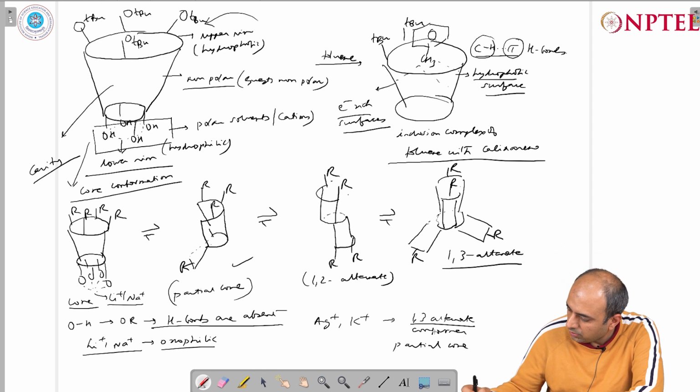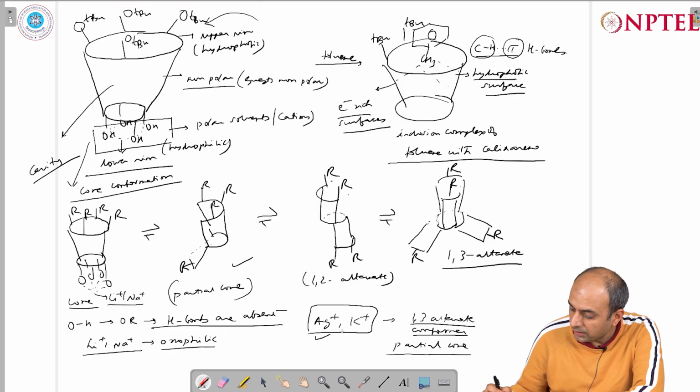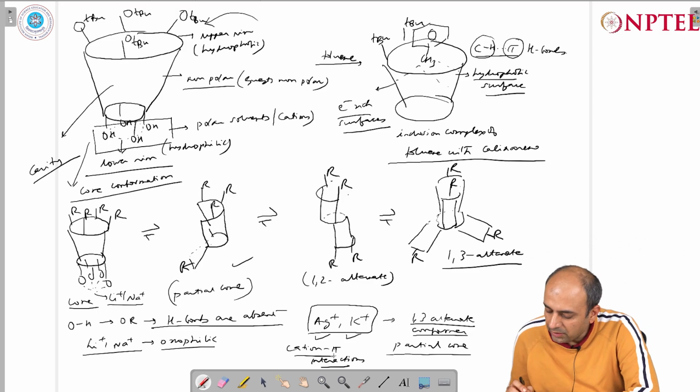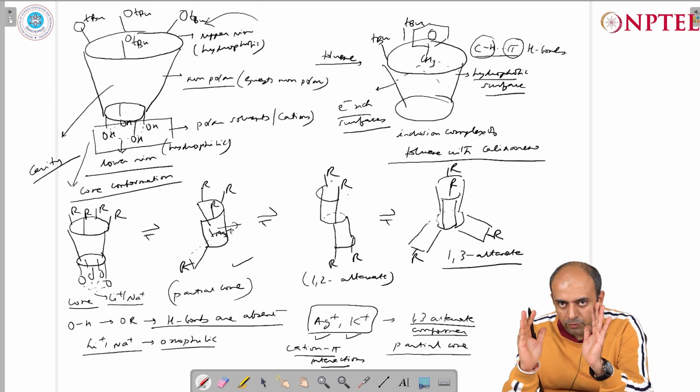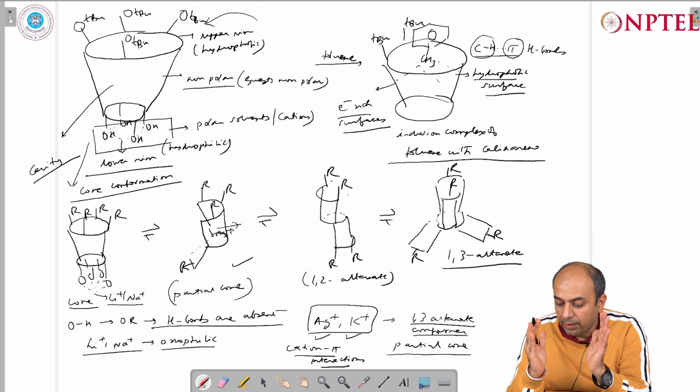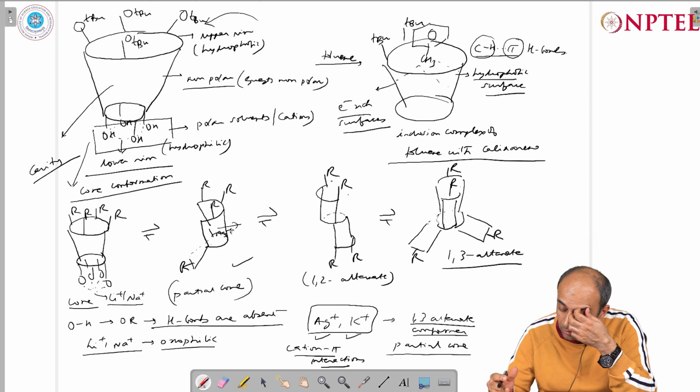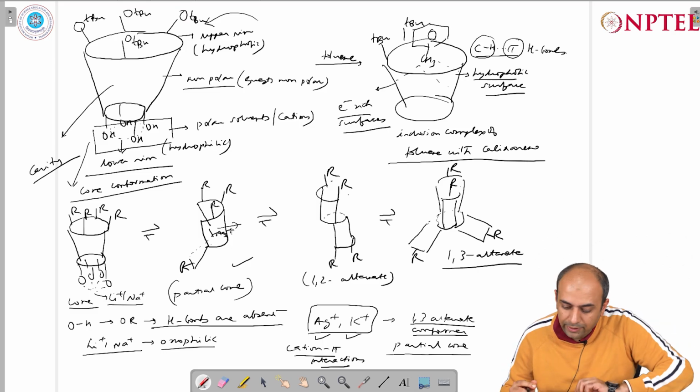We get the 1,3 alternate conformer or the partial cone conformer when we have the larger size silver ion and the potassium ion, and what has been observed is that these are stabilized by cation-pi interactions. These are stabilized by cation-pi interactions because now the silver ion is able to approach the interior cavity, it is able to approach the walls of this bucket shaped molecule, the molecular container, and interact and form silver cation-pi interactions, as well as potassium cation-pi interactions.